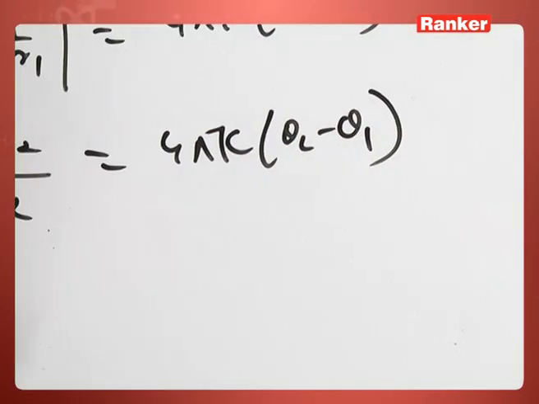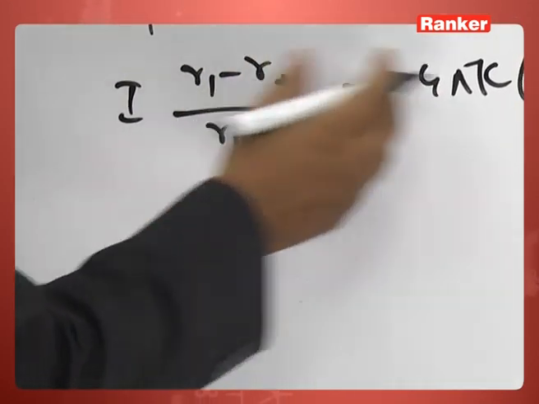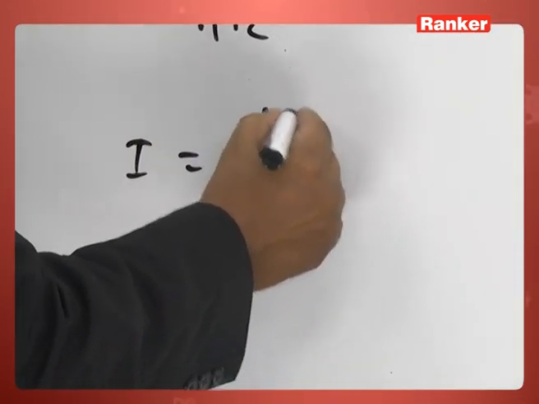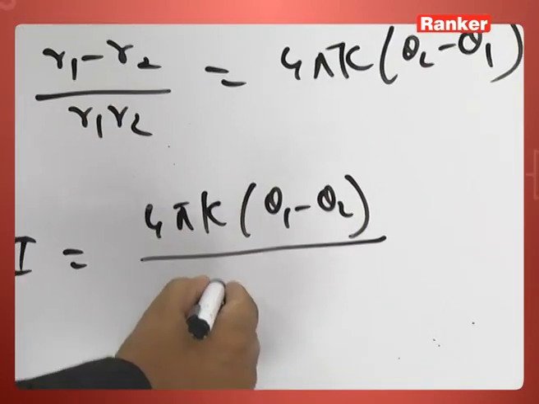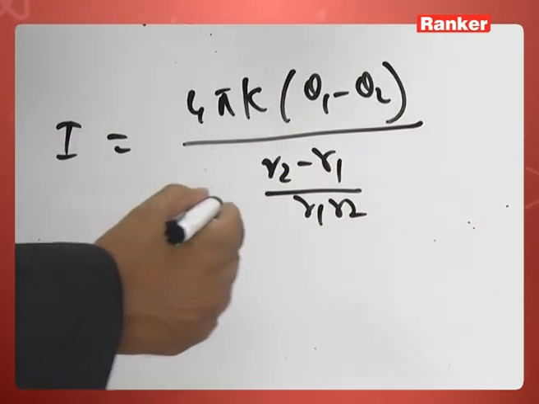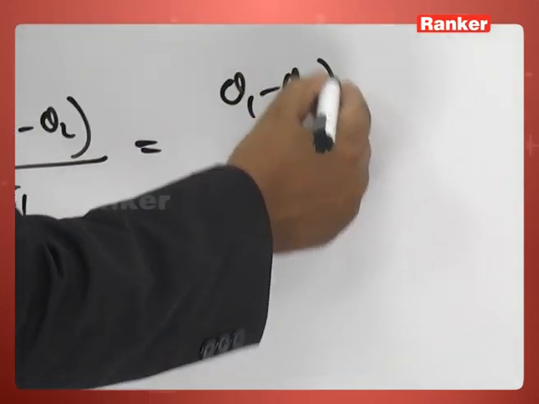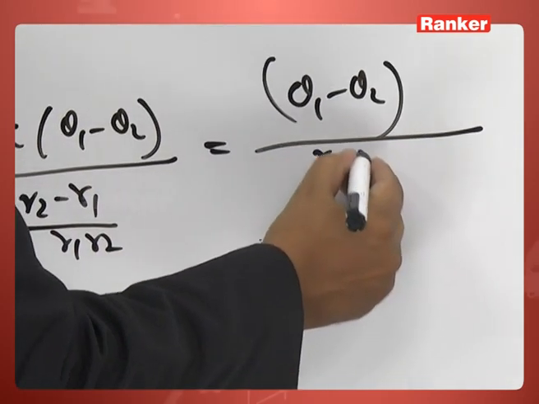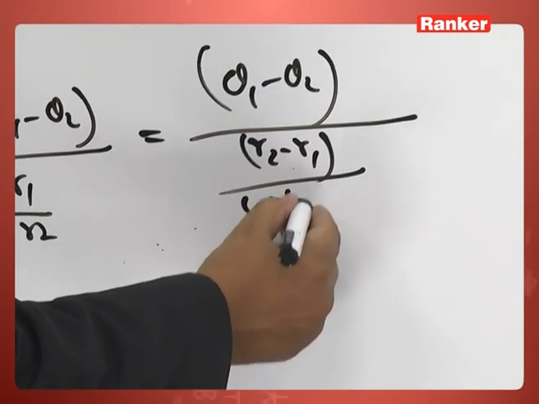Now I will write, you see here, again I can take minus here. So, this r2 r1 will come. So, I will write this as 4 pi k theta 1 minus theta 2 by r2 minus r1 by r1 r2. On simplification, this comes out to be I equals theta 1 minus theta 2 upon r2 minus r1 by 4 pi k r1 r2.